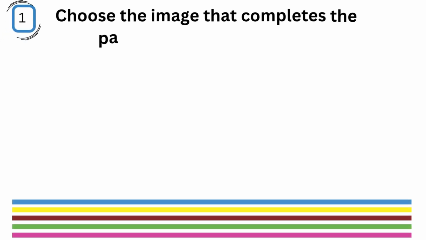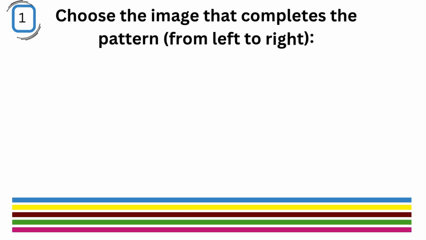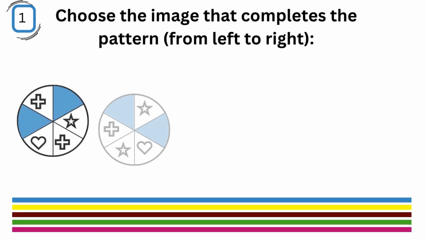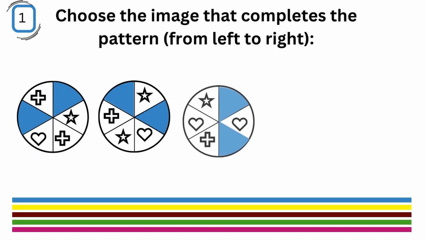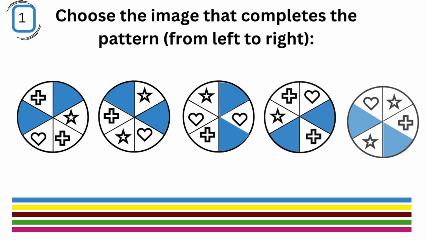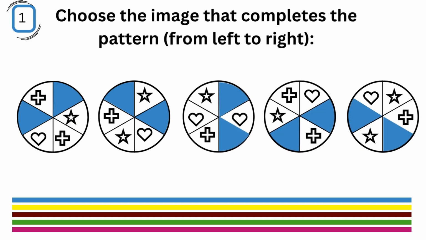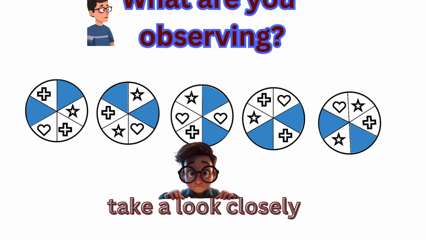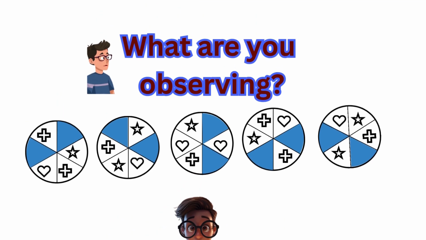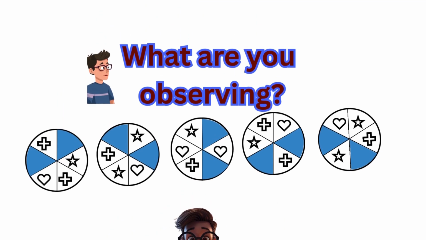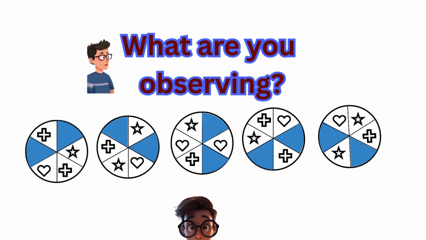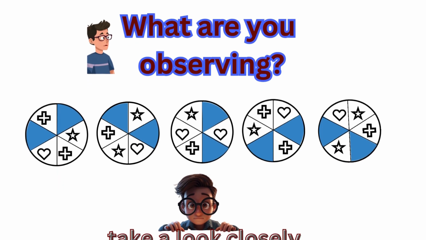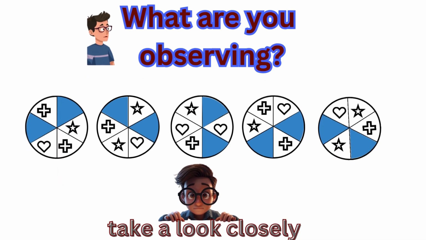Choose the image that completes the pattern from left to right. Look closely at the first image, the second, the third, the fourth, and the fifth. Now, which option do you think comes next? At first glance, these patterns might seem complex, but I promise it's just a sneaky little illusion. All you need to do is focus on one element at a time. And just like that, you'll have it all figured out.